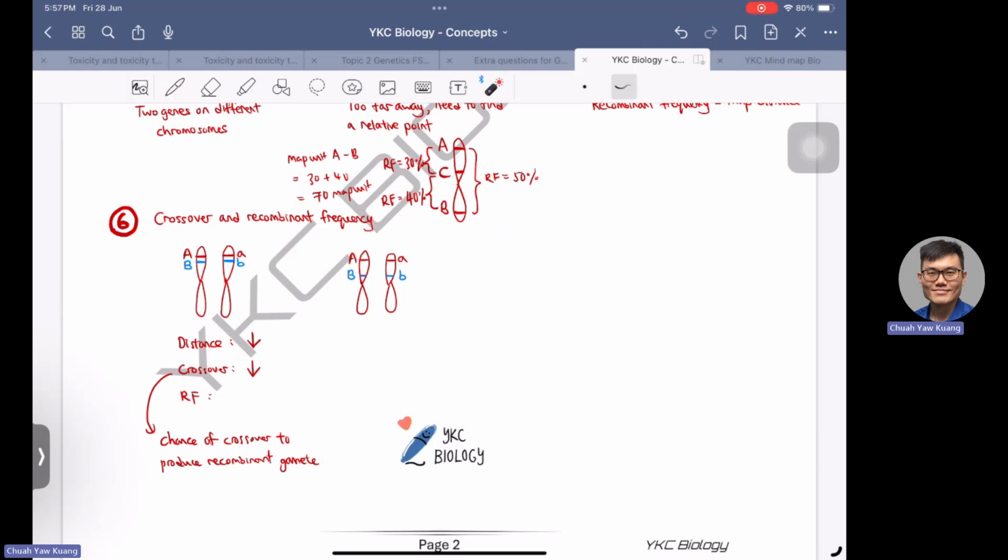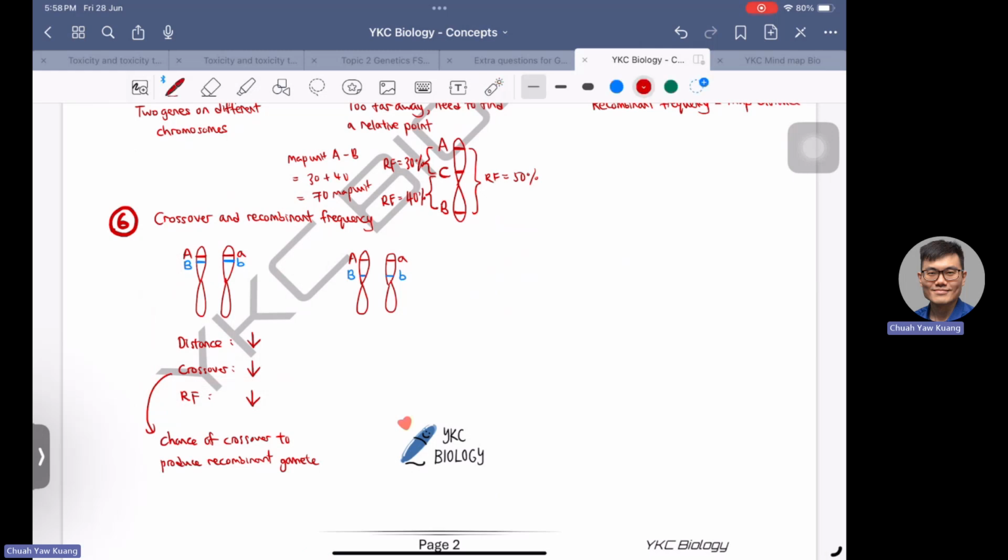So the chance of crossover to produce a recombinant type will be much lower. Because of this, there will be much fewer recombinant offspring. So the RF value, the recombinant frequency, will be lower as well. This reflects directly: a lower recombinant frequency means that the distance is shorter.